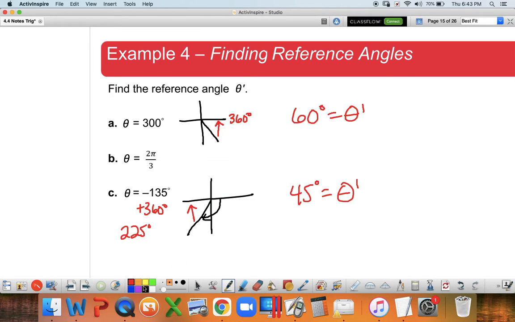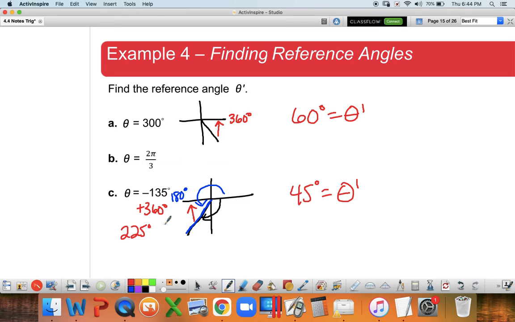So that would be us going around the other way. Remember, we're still going to have the exact same terminal side of this angle, but how far away is 225 from 180 degrees? Well, it's 45 degrees. So either way that you think of it, you're 45 degrees away from the x-axis.